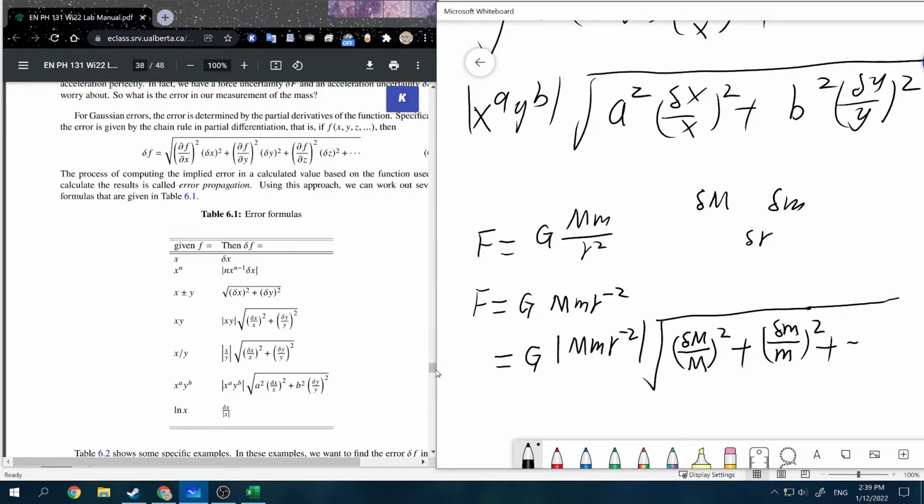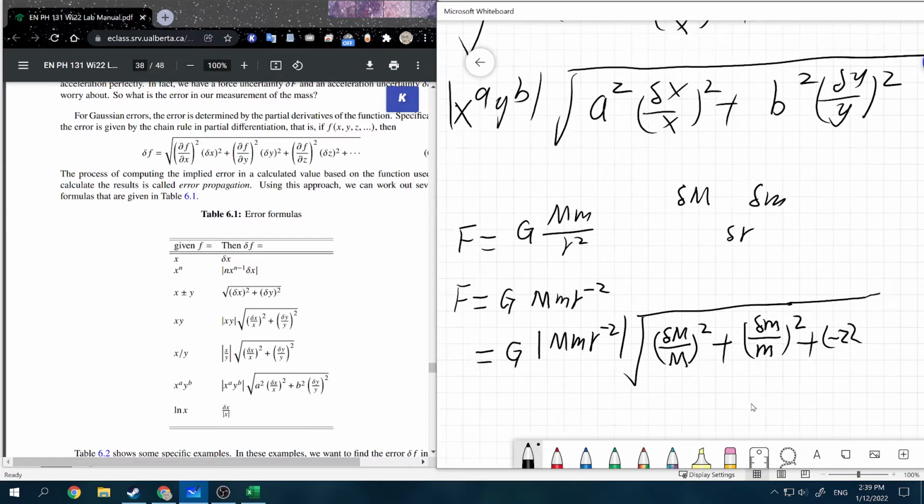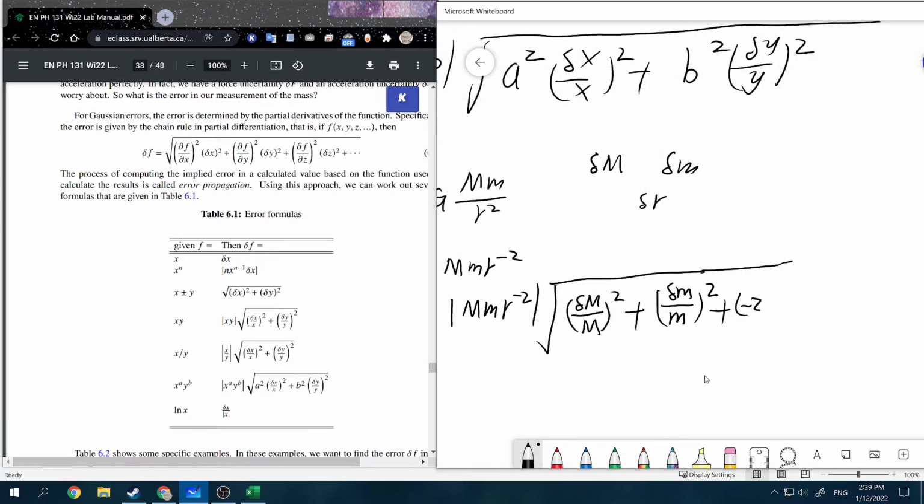So that's minus 2 squared times r squared. So that's it.